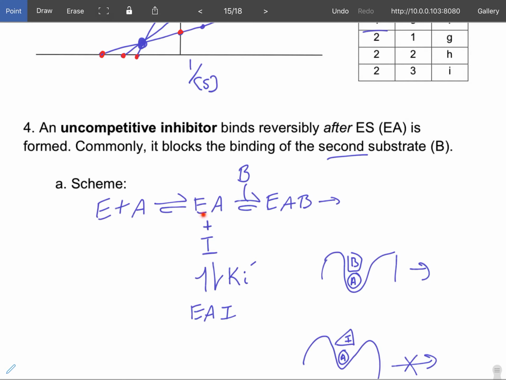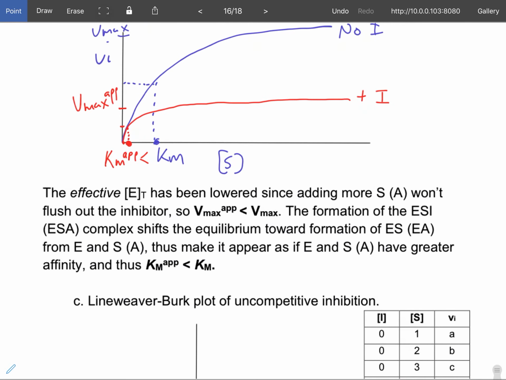And so that shifting of the equilibrium in that direction, we see it in the data as it looking as if the Km apparent has decreased, that we've actually made EA bind more tightly. It's not actually true. The enzyme and that A substrate bind with the same affinity. It's just that that equilibrium is pulling it forward and gives the appearance of a reduced Km value.